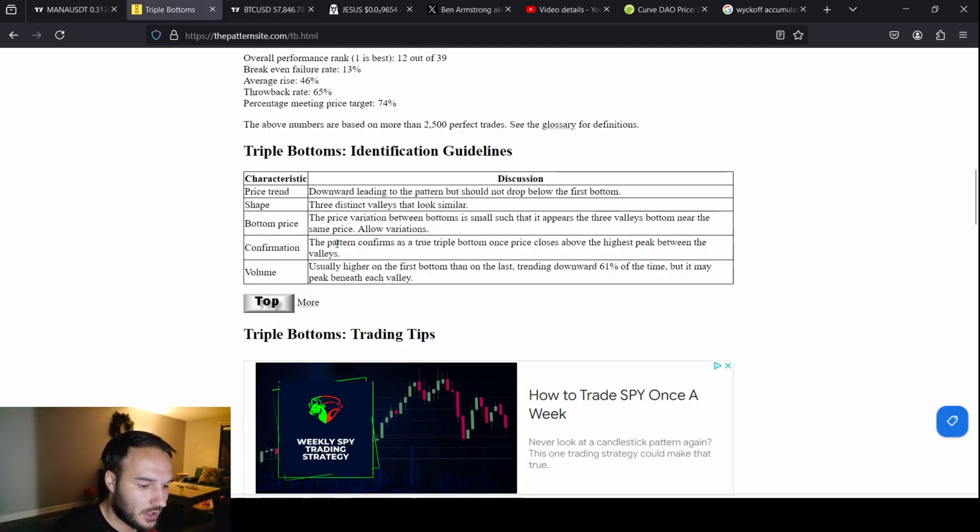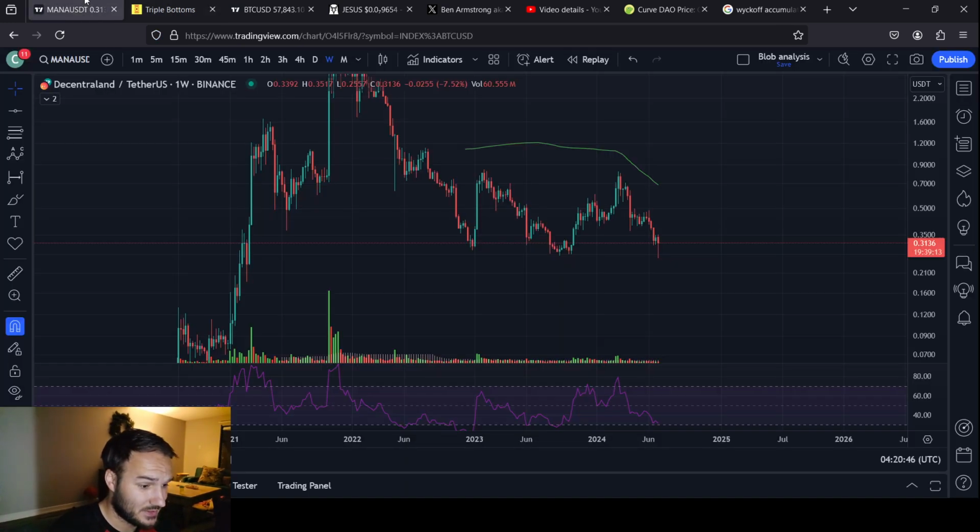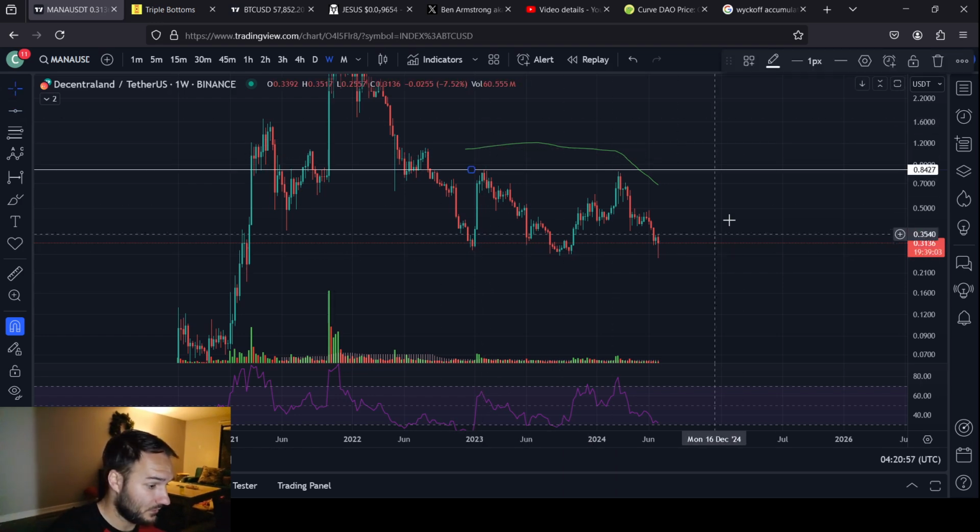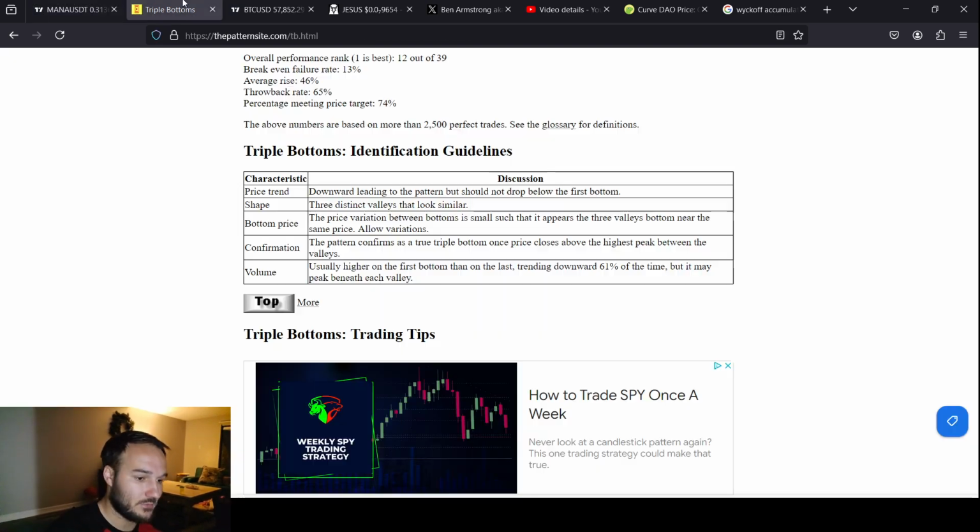So confirmation, the pattern confirms it's a true triple bottom once price closes above the highest peak between the valleys. I would think it would be this one, right? This is between that valley there. I don't know. That would probably be that. So once we break above that, that's whenever it's confirmed. Volume, usually higher on the first bottom than on the last. Trending downwards 61% of the time, but it may peak beneath each valley.